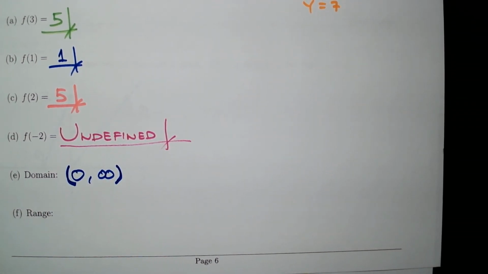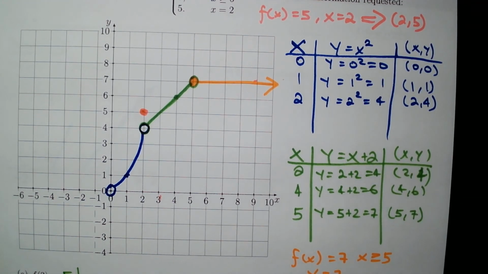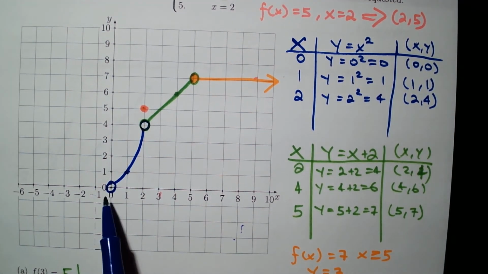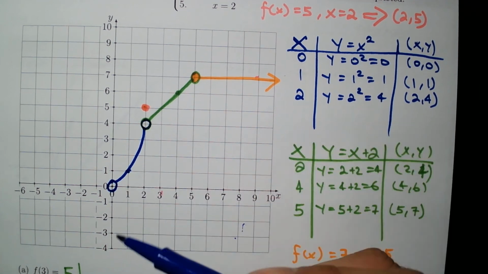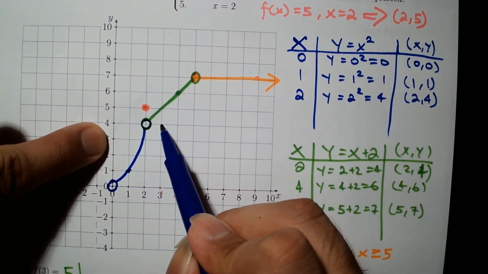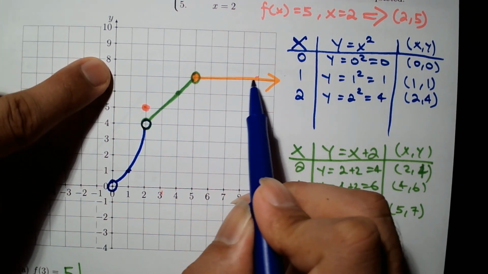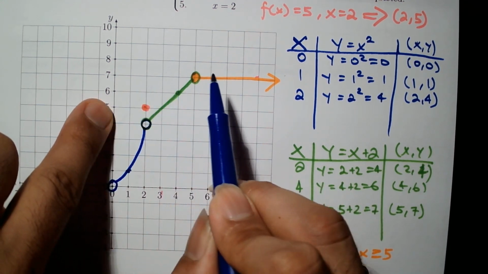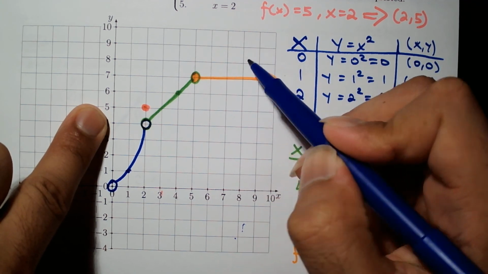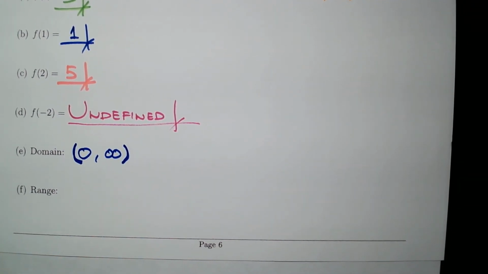Finally, let's find the range. Let's scan the graph from bottom to top. Okay, so from bottom to top, we're going to go from 0 to the first discontinuity, which is at 4, and then from 4 to the highest value of y, which in this case is 7. In this case, it doesn't go on forever in the vertical direction like other graphs did in the previous examples.